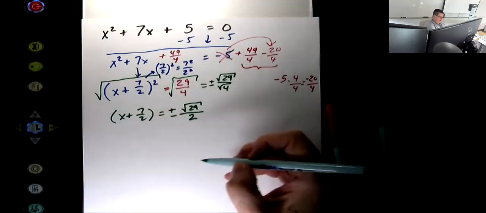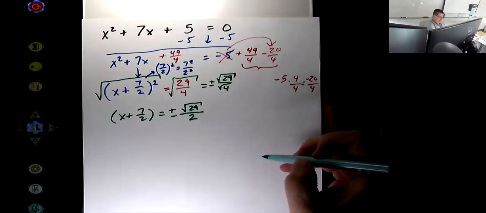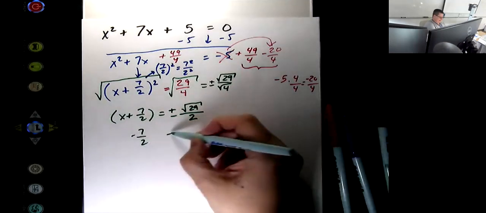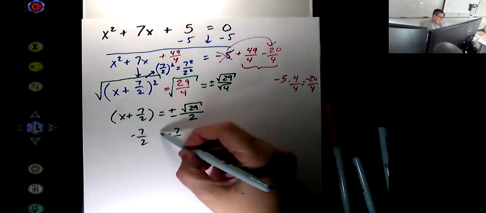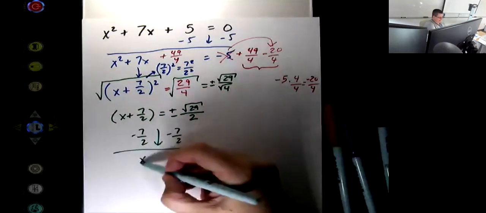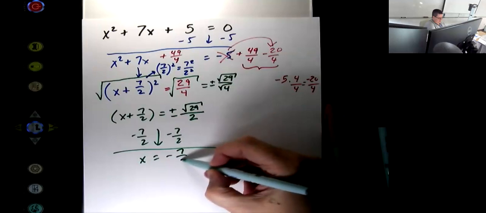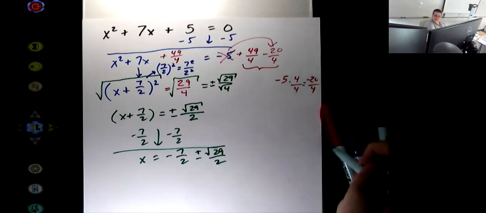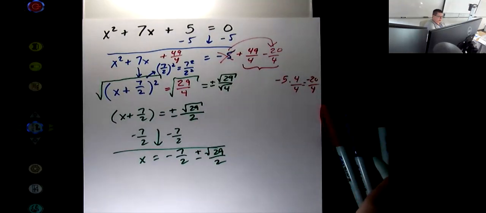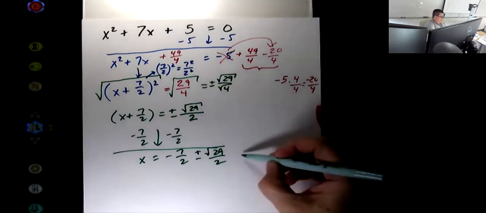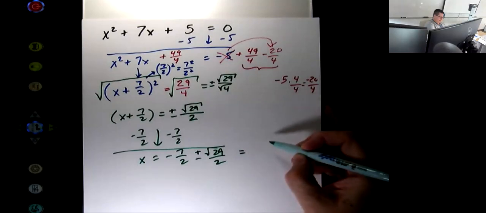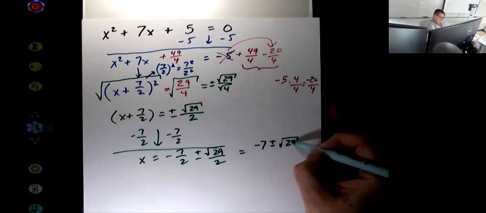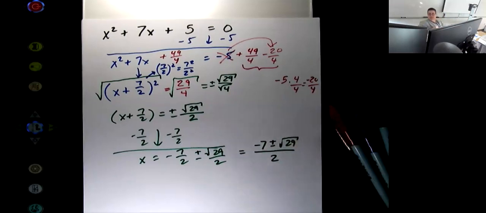Alright, take me home, Drew. How do I finish this? By subtracting 7/2 from both sides. I know you got that part now. And if we wrote it in a form that looks like the quadratic formula, it would be like this, all one fraction.